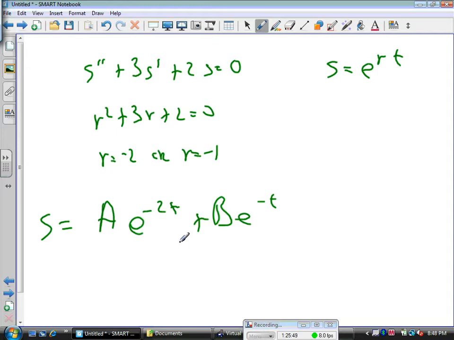All right, so let's say I gave you some initial conditions. Here's some initial conditions. S of 0 is negative 1/2, and S prime of 0 is 3. How do you get A and B? What don't you have that we need? S prime. So what's S prime? S prime equals what then?